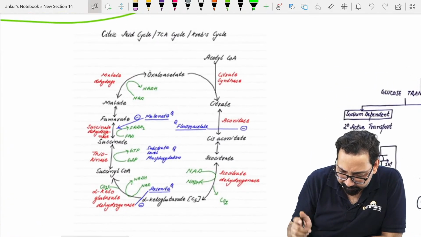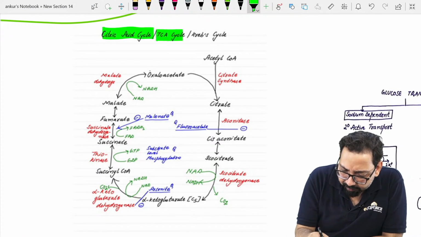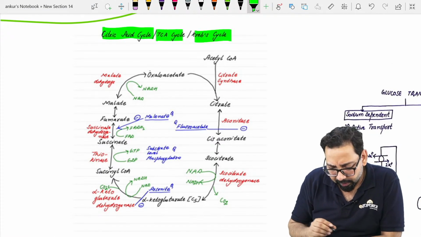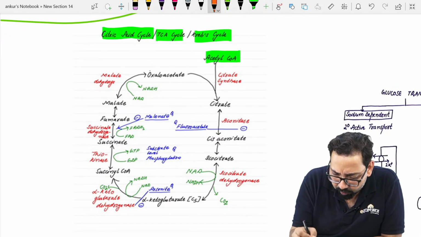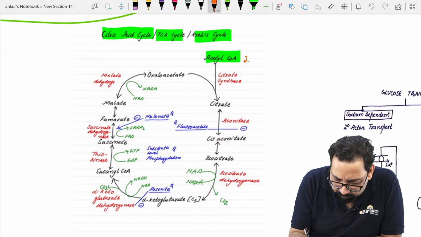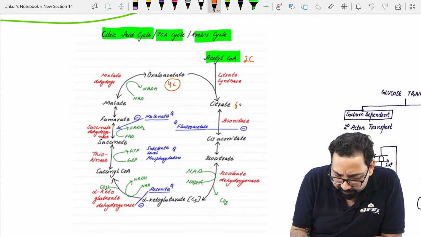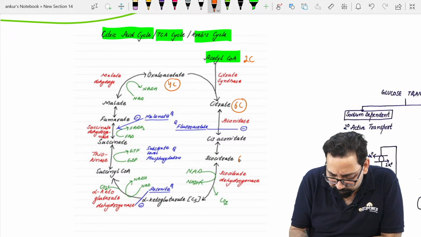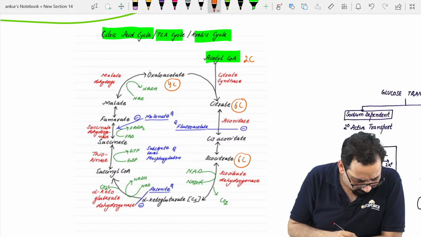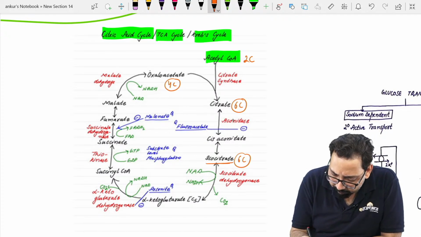Citric acid cycle, Krebs cycle. In this, acetyl coenzyme A has 2 carbons. This is very important. Oxaloacetate has 4 carbons. Citrate has 6 carbons. This 6 carbon compound is converted to another 6 carbon compound by the same enzyme in 2 steps, aconitase.